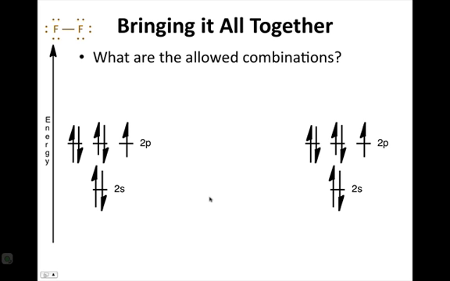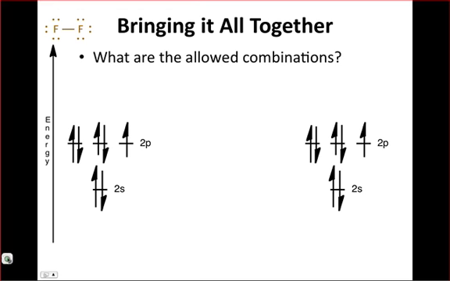What are the allowed combinations here? Well, to figure that out, we first of all need to know the shapes of the atomic orbitals, right? So the 2s orbital is of course a sphere. The 2px we'll call the bonding axis, the x-axis. So the 2px would look something like this.